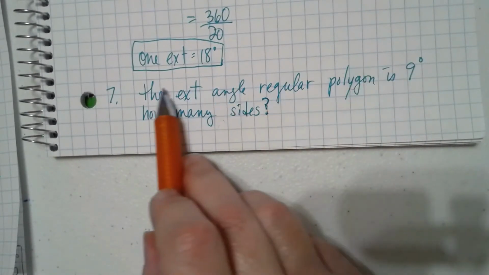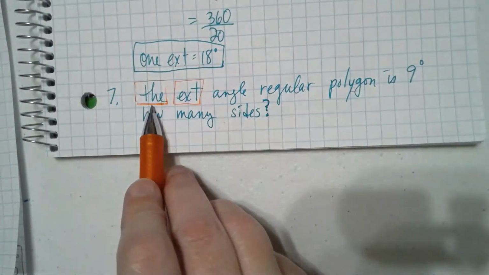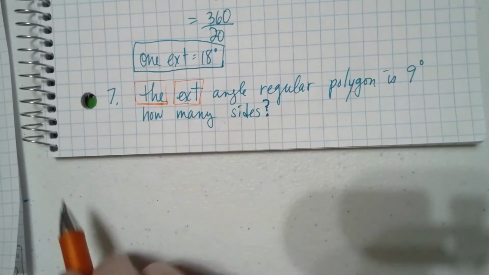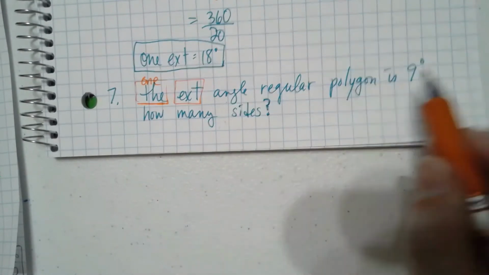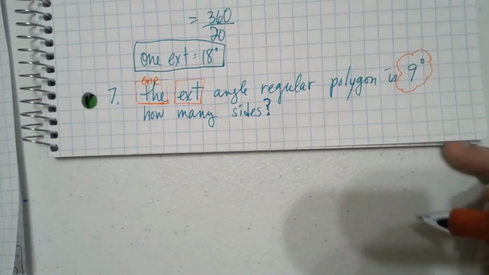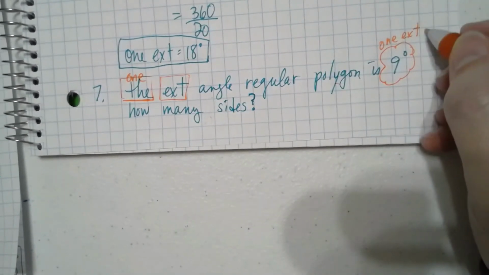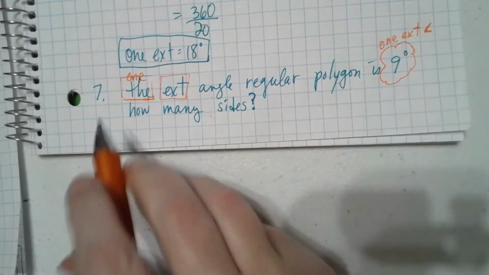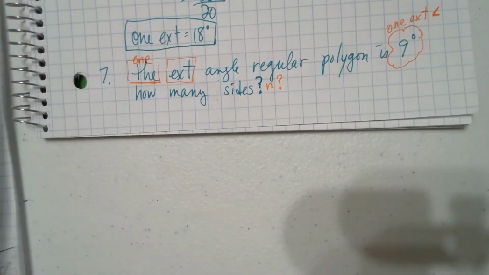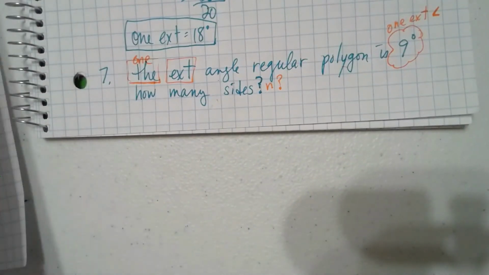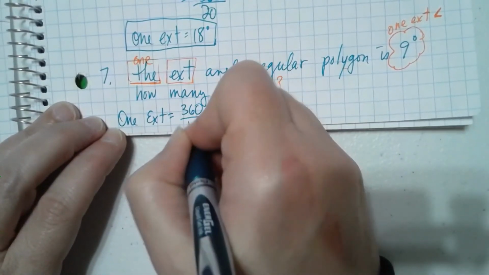So the key words that I see, the exterior. How many is that? Is that all of them together? The exterior angle. That is 1, right? So I have one exterior angle that is 9 degrees. So this is going to go for our one exterior. How many sides? So we're solving for n, figuring out n. So I'm going to write down my formula for one exterior. It says 1 exterior equals 360 over n.